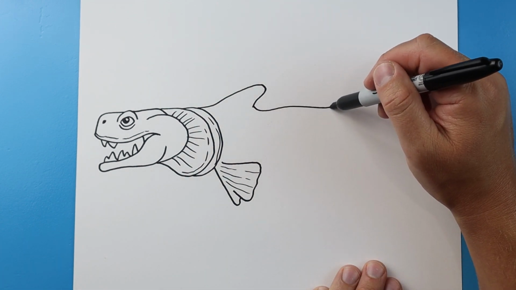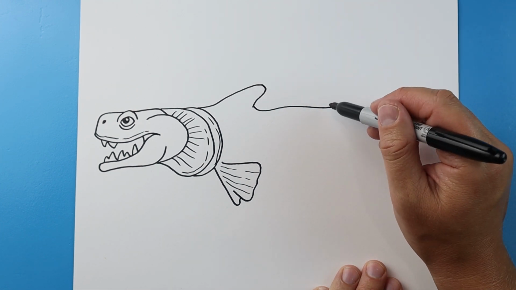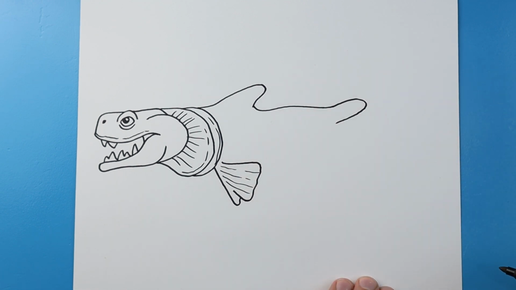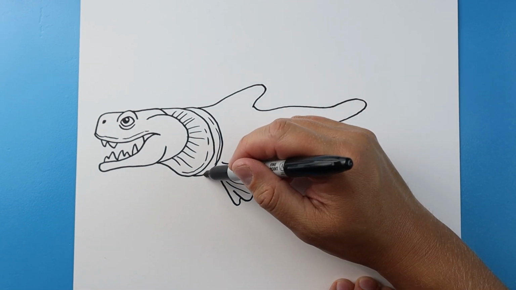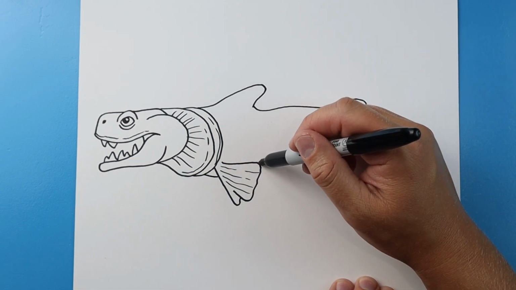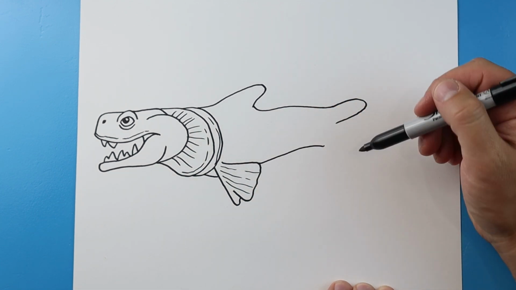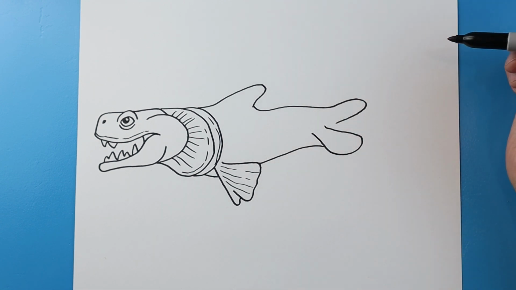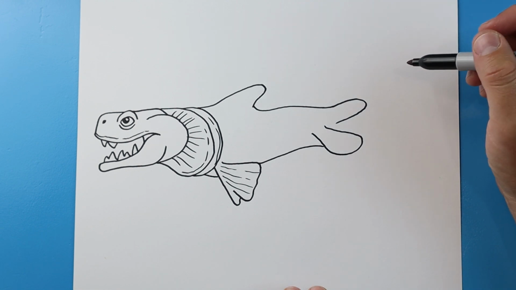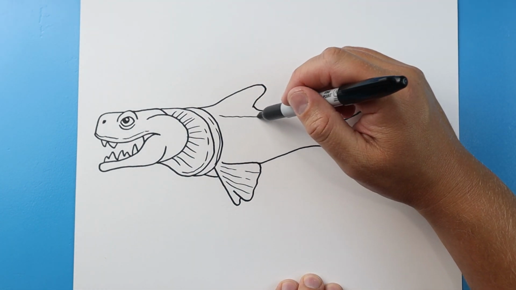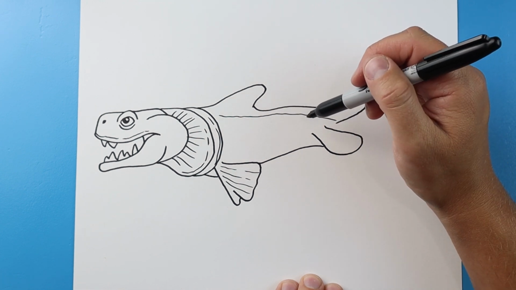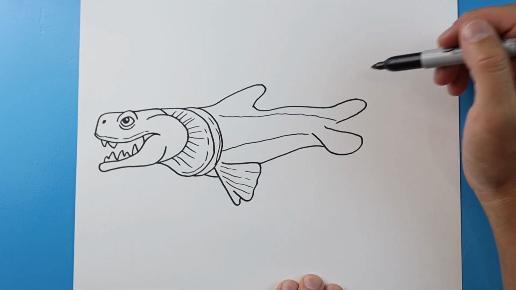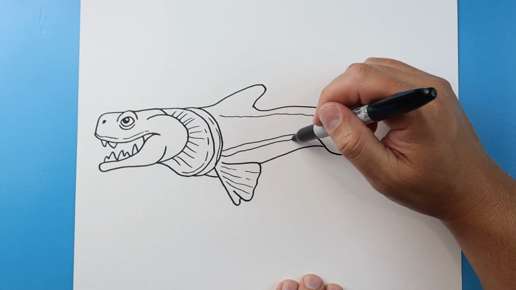Next, we're going to bring this over to here. And I'm going to bring this line around and then back here. Starting here, I'm going to curve this line down. I'm going to bring this up to here. I'm going to bring this line around and then back here. Next, I'm going to bring a broken line right down to here. And then I'm going to bring a line right to here. Then I'll bring another line here.